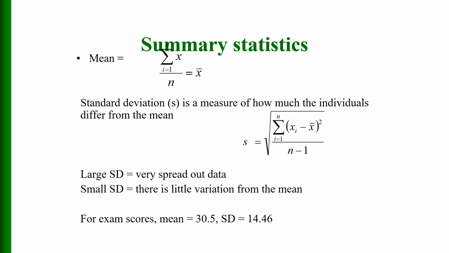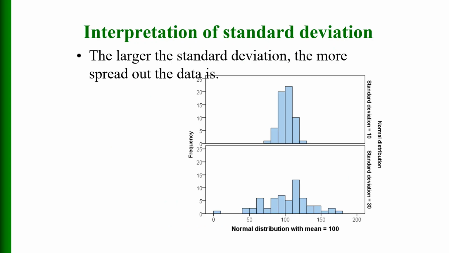And the second one is the standard deviation. Small s is a measure of how much the individuals differ from the mean. A large standard deviation means that the spread is very much, and a small standard deviation means that there is little spread from the mean. For exam scores, the mean is equal to 30.5 and the standard deviation is 14.46.